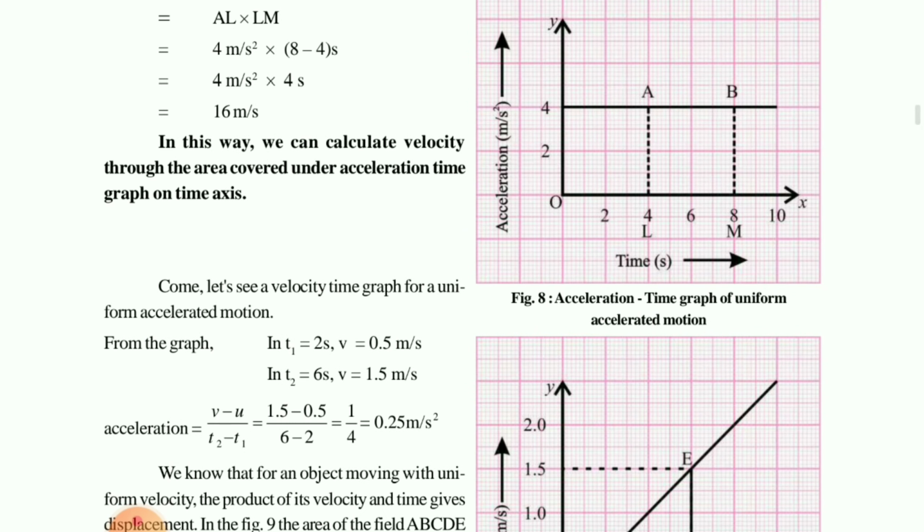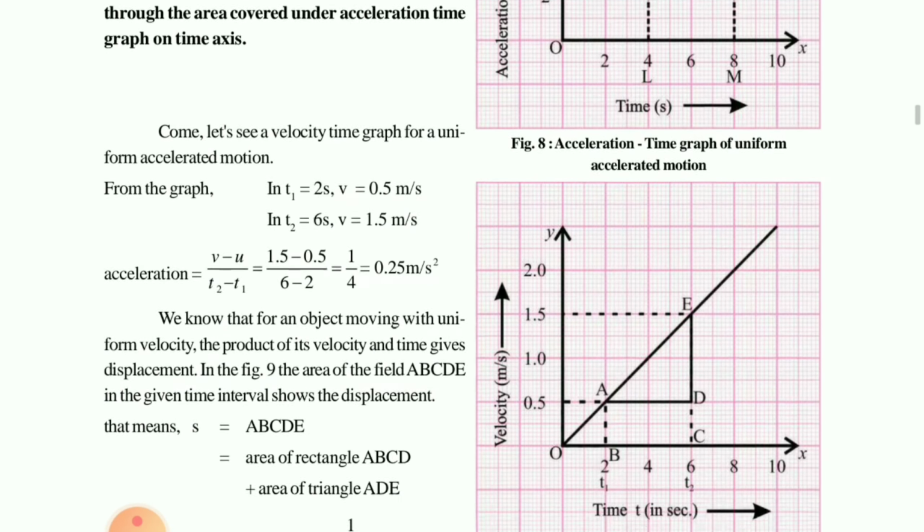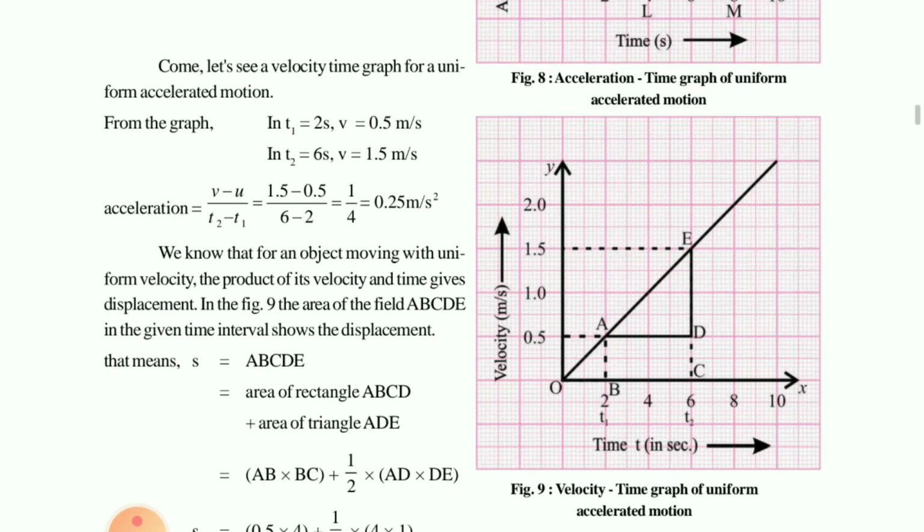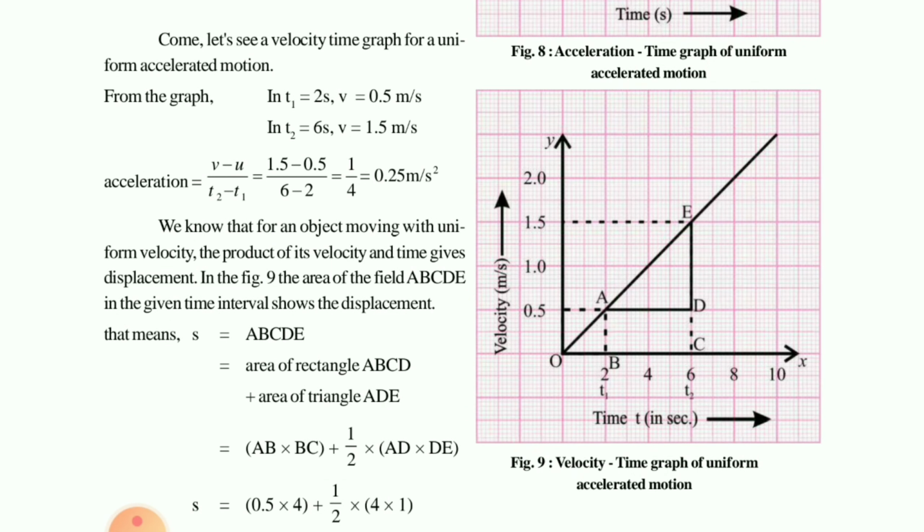Now in the same way we will calculate the velocity. For that, again we have plotted one graph. In that graph we see that T1 is 2 second. Again the x-axis is for time and the y-axis for the velocity. Velocity will be 0.5. Okay. Then the second one, T2 will be 6 second. Velocity will be 1.5, that is point number E.